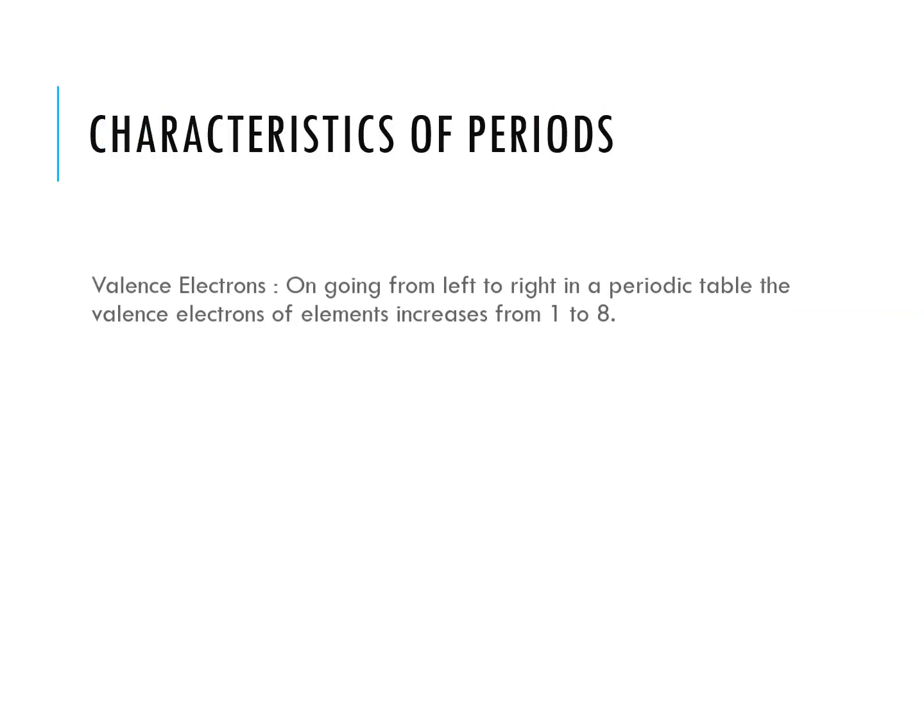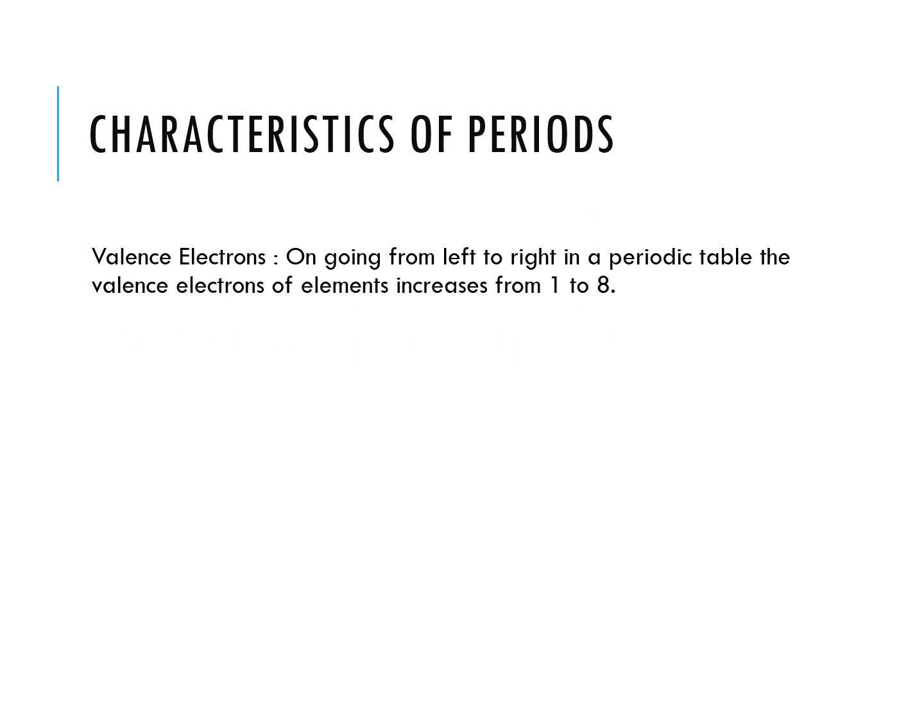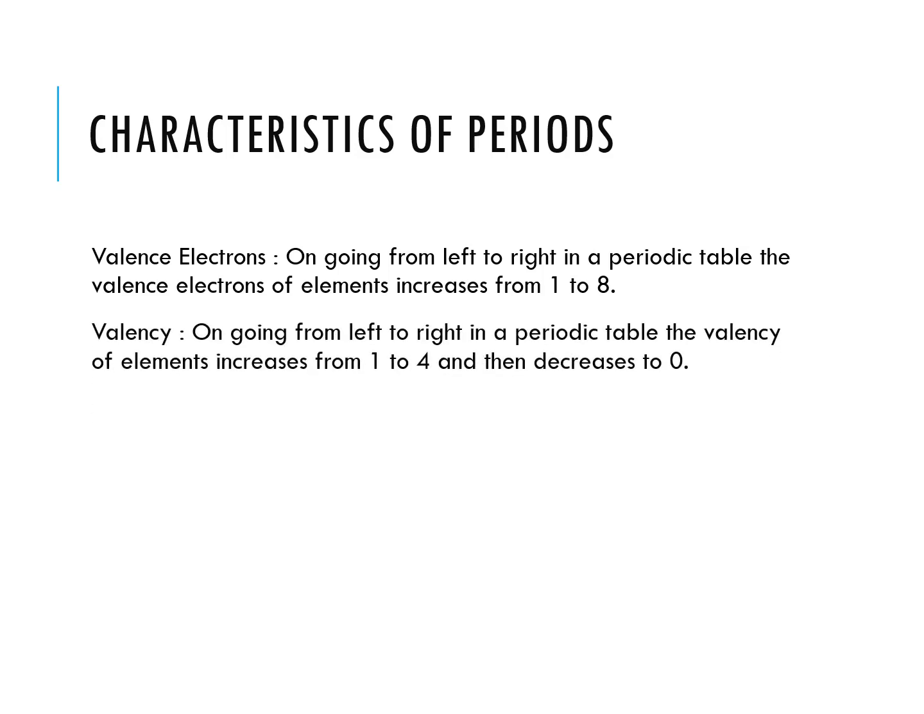Now the characteristics of periods. The first one is the valence electrons. On going from left to right in a periodic table, the valence electrons of elements increases from 1 to 8. Now the valency, on going from left to right in a periodic table, the valency of element increases from 1 to 4 and then decreases to 0. I'll be explaining this point afterwards. First I'm giving you the points.